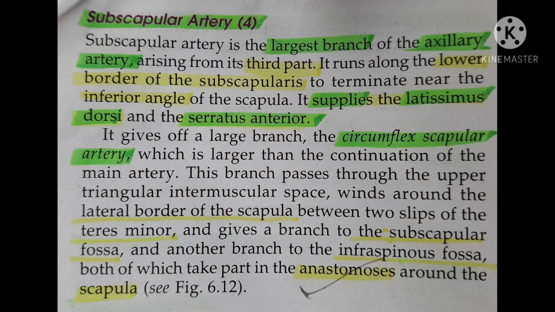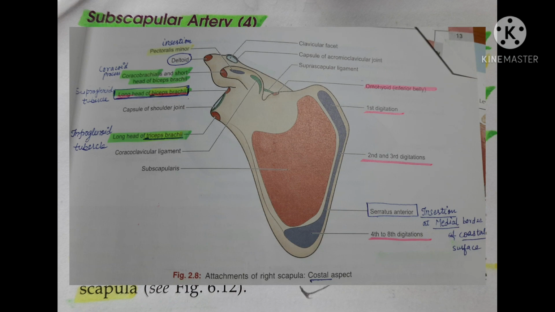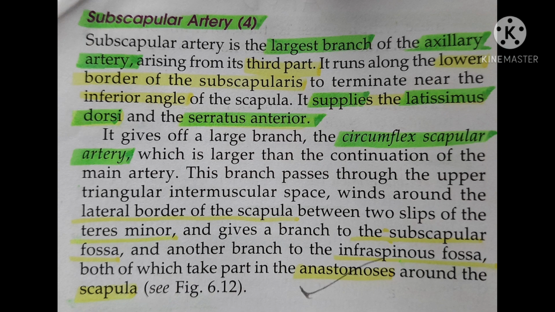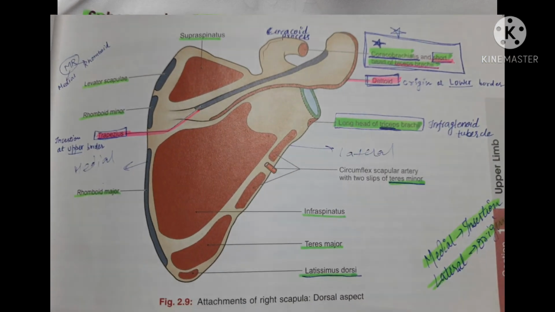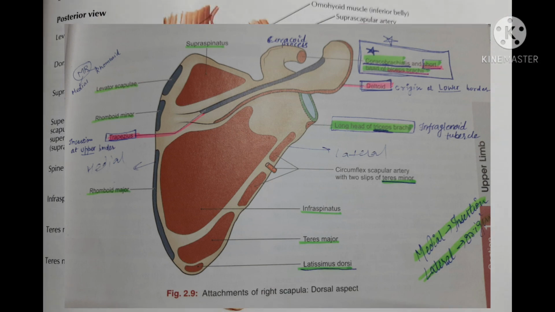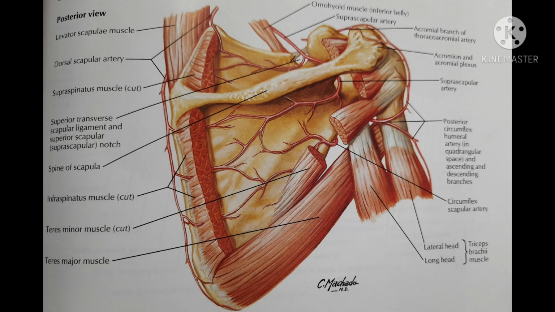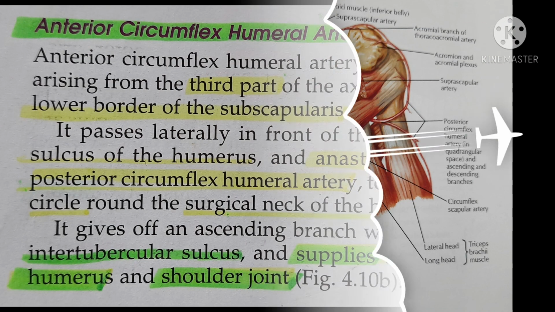It gives off a large branch, the circumflex scapular artery, which is larger than the continuation of the main artery. This branch passes through the upper triangular intermuscular space, winds around the lateral border of the scapula between two slips of the teres minor, and gives a branch to the subscapular fossa and another branch to the infraspinous fossa, both of which take part in anastomosis around the scapula.